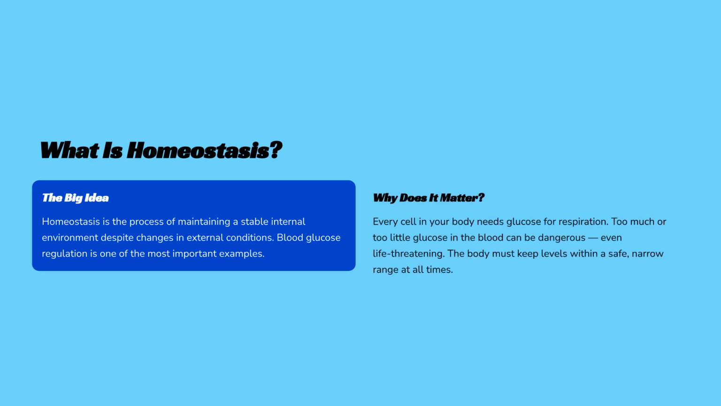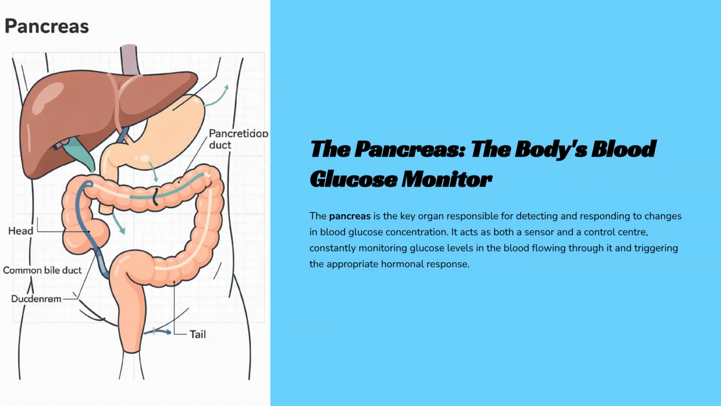Every cell needs glucose for respiration, so levels must be kept within a narrow, safe range at all times. The pancreas is the body's blood glucose monitor, acting as both a sensor and a control center. It constantly monitors glucose levels in the blood and triggers the appropriate hormonal response.